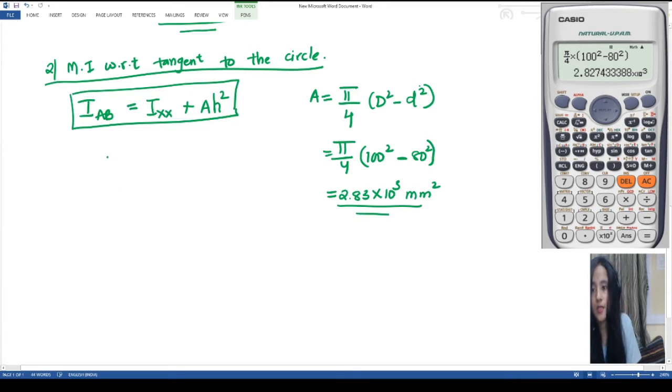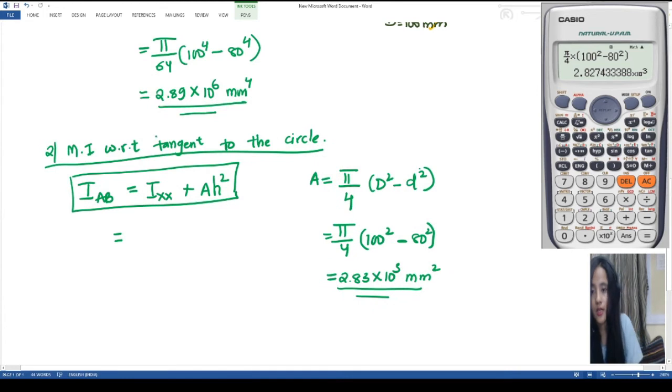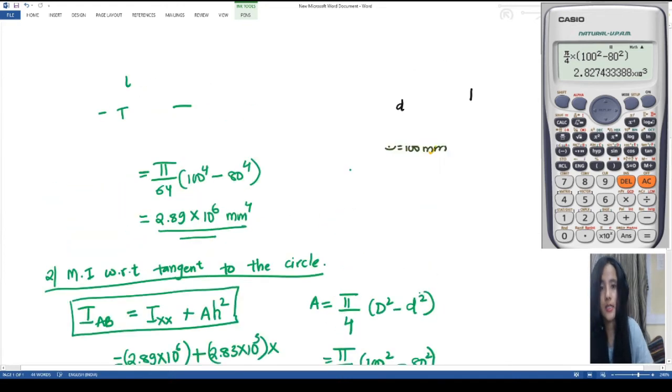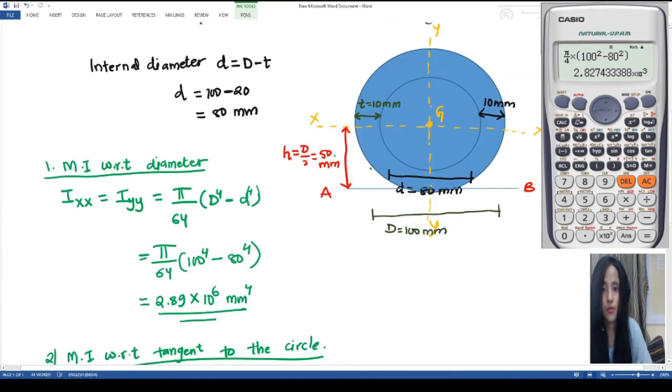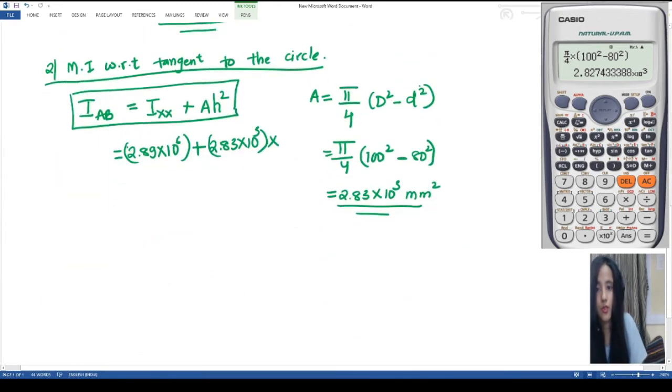Now IAB will be equal to Ixx, which is 2.89 into 10 raised to power 6, plus its area, 2.83 into 10 raised to power 3, into its height h, which was equal to 50 mm, so into 50 squared. Let's solve this one in a calculator again.